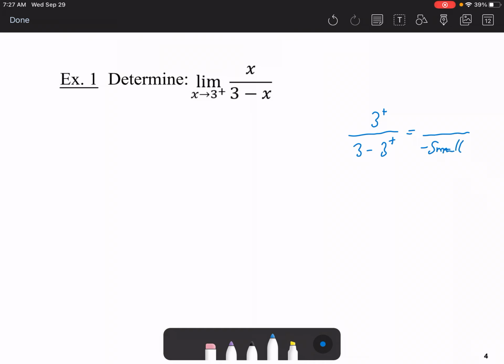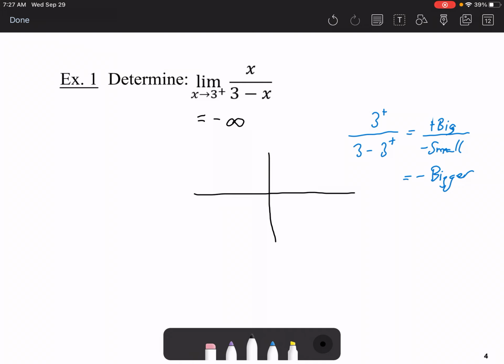The numerator, and I'm just writing this off to the side here, turns out to be a plus big value. Well, in that case, that's going to give you a minus bigger value. So the limit that we're calculating right here tends towards negative infinity. And you can prove it to yourself by drawing a little sketch of the function, if you know what the sketch is, or you can use your graphing calculator to do this.